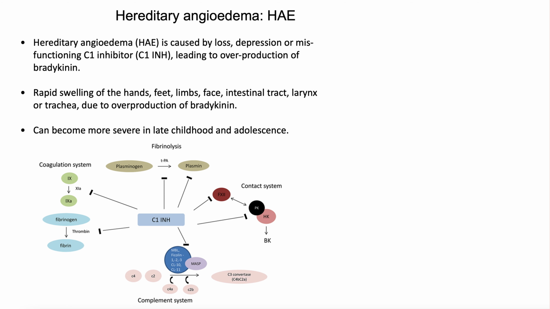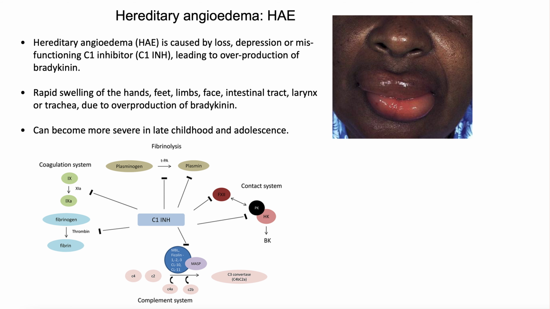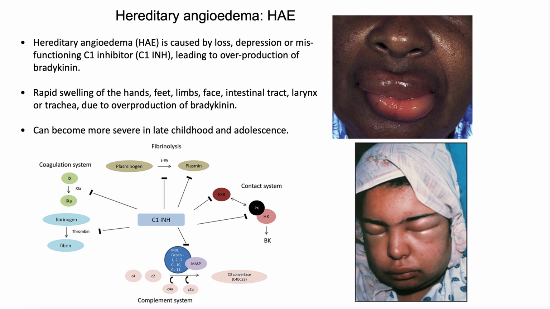Hereditary angioedema is due to a loss of C1 inhibitor. Again, we've already discussed this disease. I just wanted to reiterate the fact that this actually has nothing to do with complement, because C1 inhibitor inhibits a variety of different pathways in the coagulation, fibrinolysis, and contact system, as well as in complement. And in this case, overproduction of bradykinin can lead to this angioedema event where you get this rapid swelling of hands and feet and face. Here's a couple of pictures of people undergoing this acute edema, and this can become more severe in late childhood and adolescence.